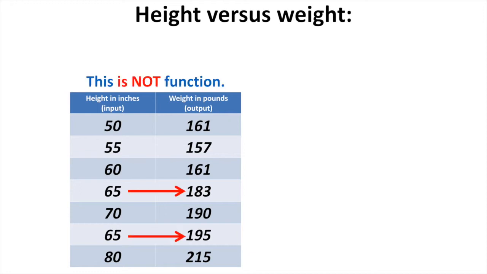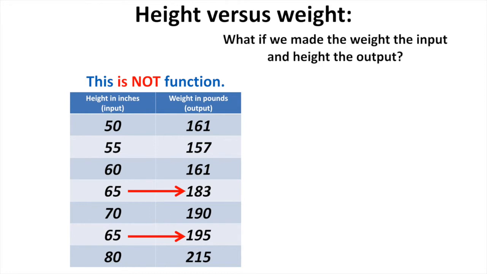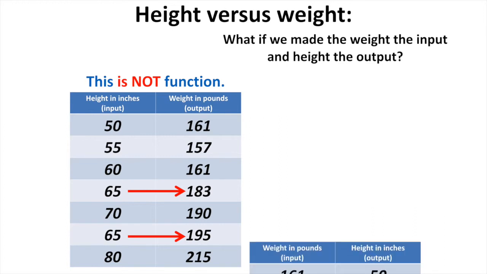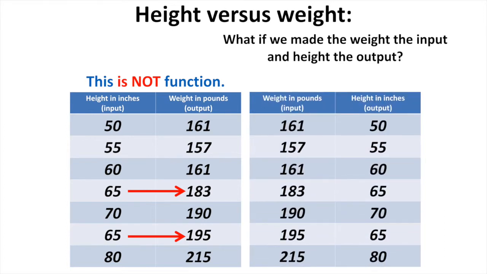If we look right here, this one is not a function. 65, your height, if you're 65 inches tall, this has two different outputs. So this one is not a function. Remember, for every one input, there's exactly one output. For this one input of 65, I have two different outputs, so it's not a function. All right, what if we were to switch those two around, though? If we made the weight the input and the height in inches the output. Push pause now, determine whether this one is a function, then come on back and push play.